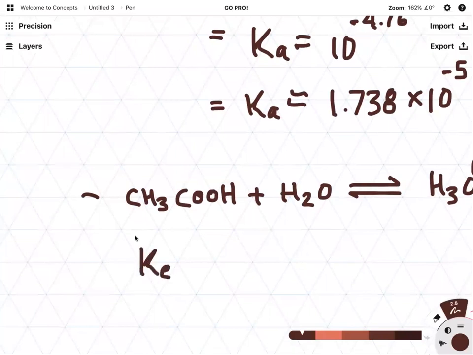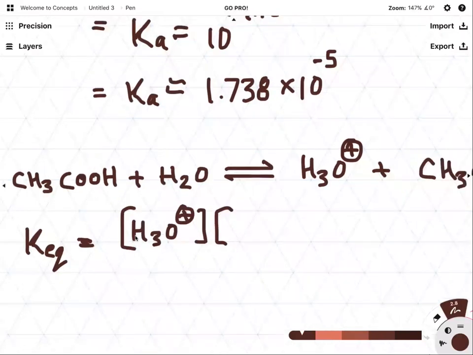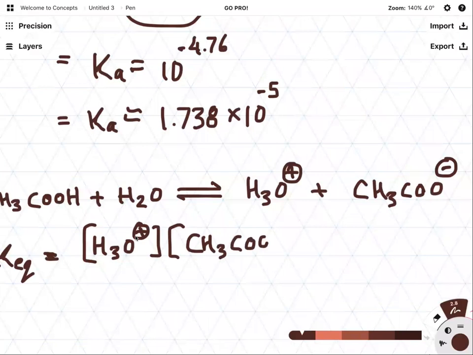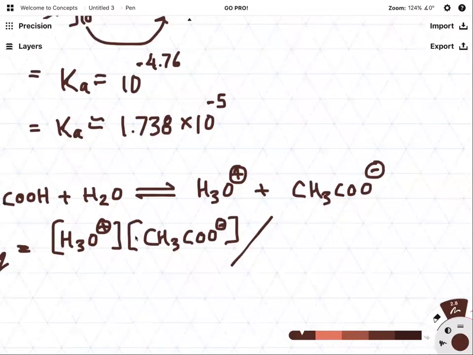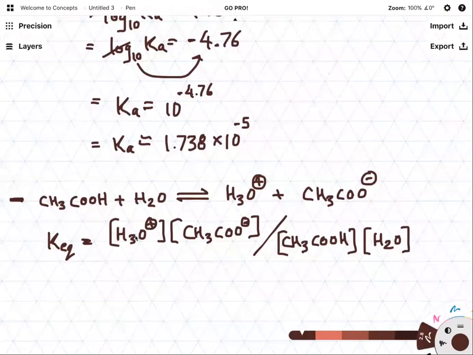So what is the equilibrium constant expression for that reaction? Water is aqueous now. It's not a liquid solvent. So you have to include it in the equilibrium expression. So you have to put, obviously, products first: H3O plus times CH3COO minus over our reactants, CH3COOH times H2O. Well, this part, I'm going to highlight it in blue.